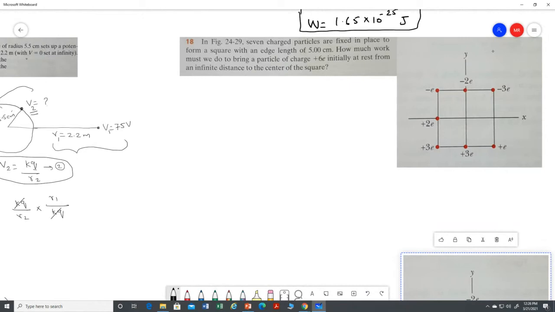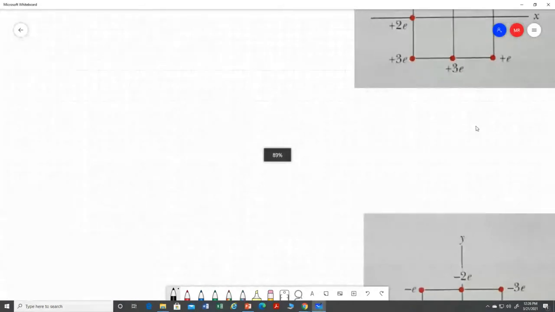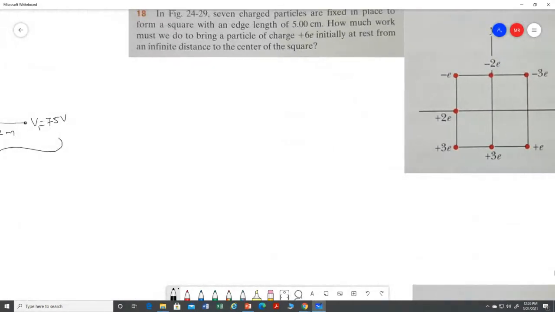So I have 7 charged particles fixed in place to form a square with an edge length of 5 centimeter. That means each side will be exactly 5 centimeter. This side, this side, this side, everything will be the same 5 centimeter. Clear? So that value is given.